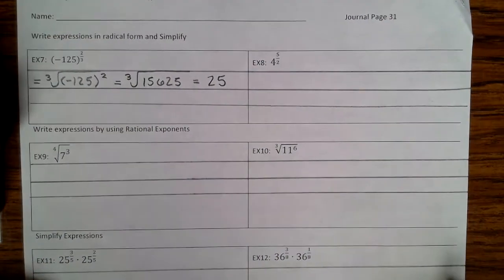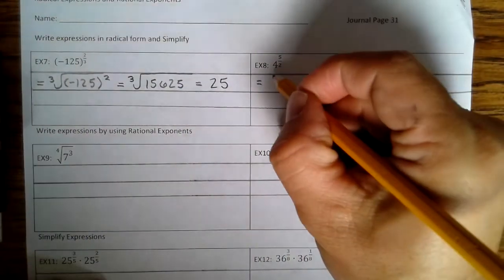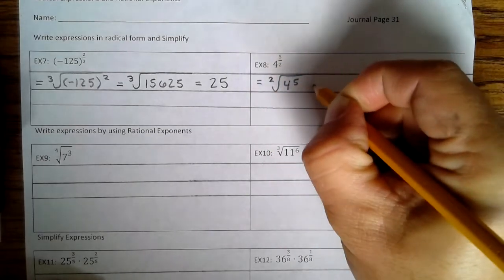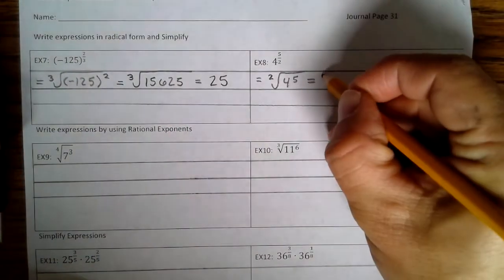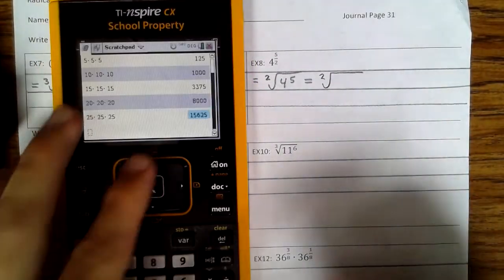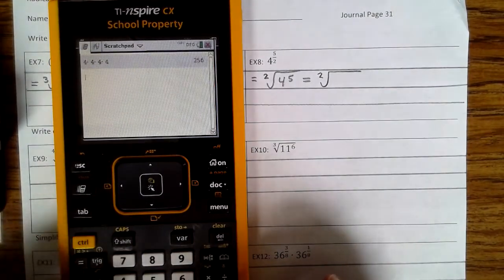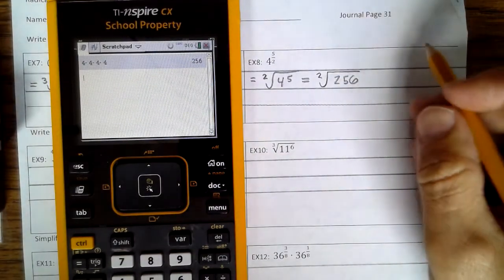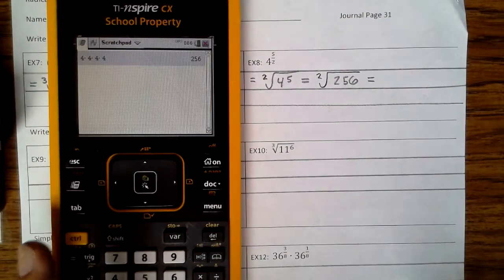Okay, example 8. This can be written as the square root of 4 to the 5th power. Well, that becomes the square root of 4 to the 5th power, which would be 4 times 4 times 4 times 4 times 4, which is 1,024. Now we have to figure out what number times itself gives you 256.